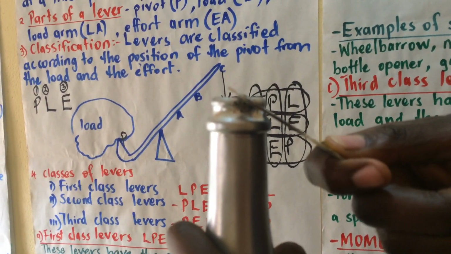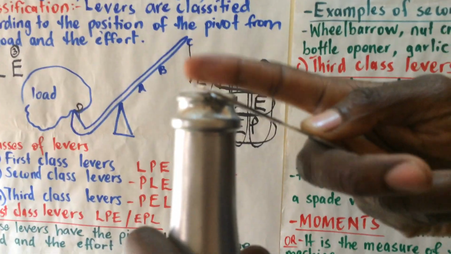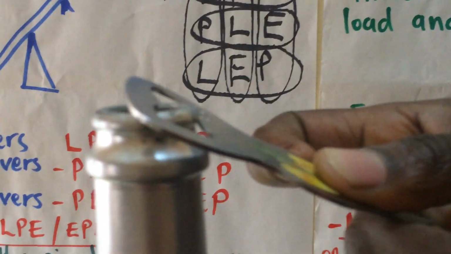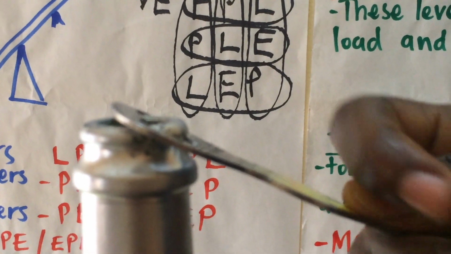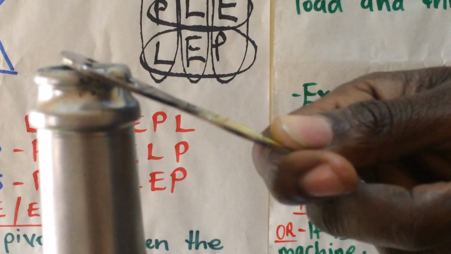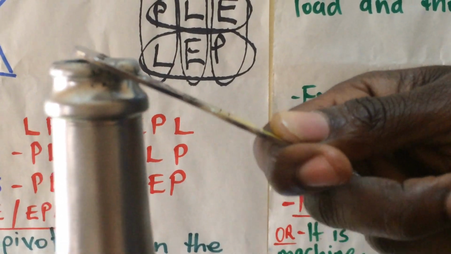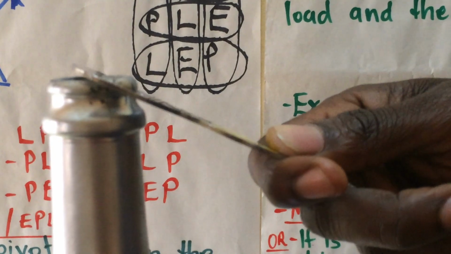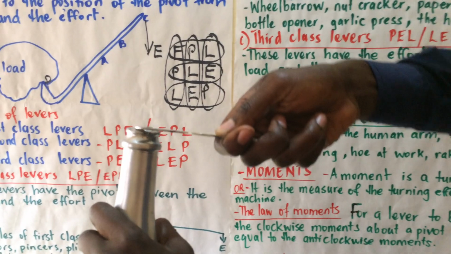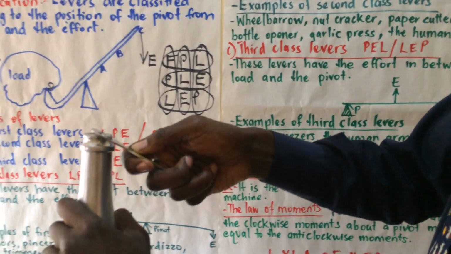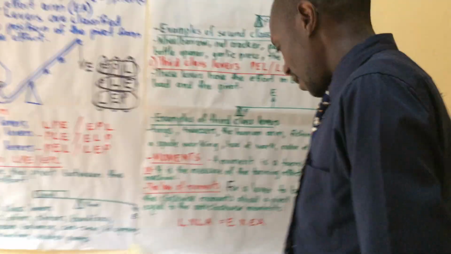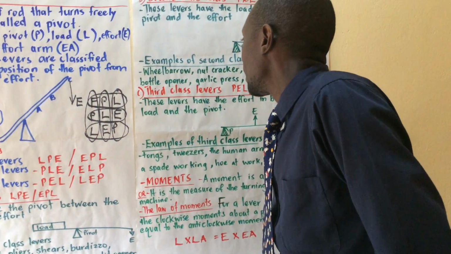So the pivot is at the extreme end. Then the load is in between. Then I'm holding at the effort. Where I'm putting my hand is the effort. So the load is in between the pivot and the effort. Then in case you are asked to use an arrow to show the direction, you should be able to show us the direction of the effort, which is going upwards. So you will be opening the top like that. Then those are second class levers.